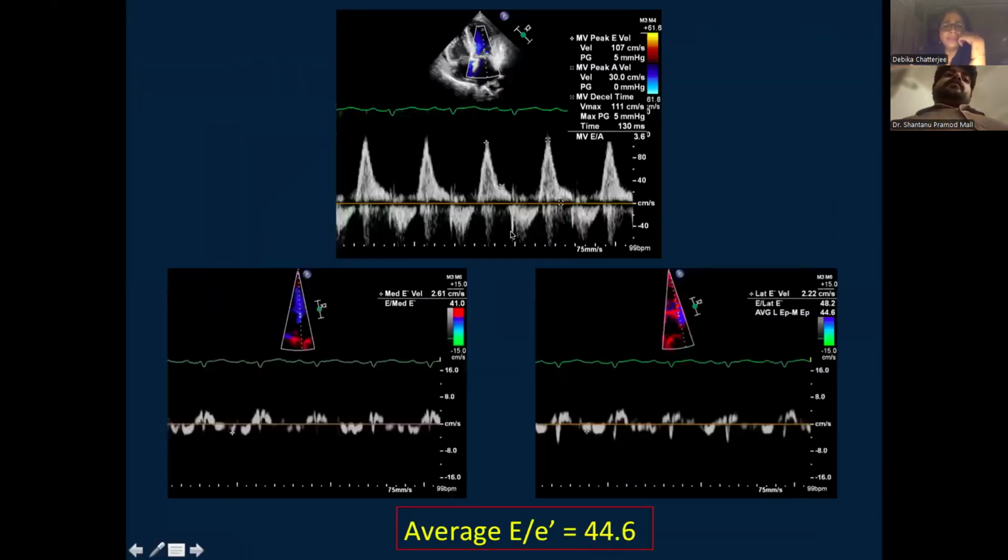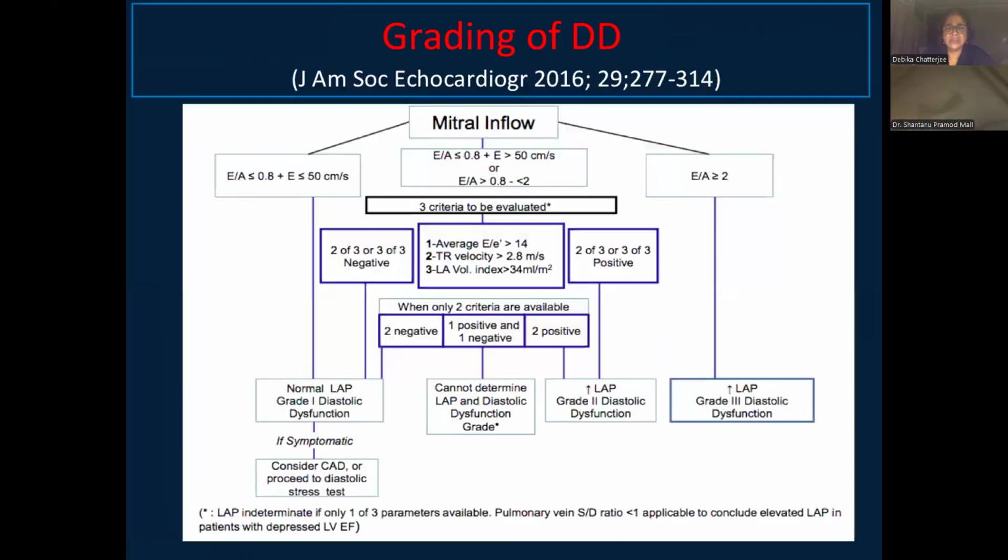And what is the E/E prime? Look, here the E wave is very tall, and as I do the tissue Doppler imaging of the septal annulus, I get very low tissue velocities, both in diastole and systole, both in the septal annulus and the lateral annulus, with the average E/E prime ratio of 44.6. Very high E/E prime. The patient is in grade 3 diastolic dysfunction, a patient of cardiac amyloidosis.